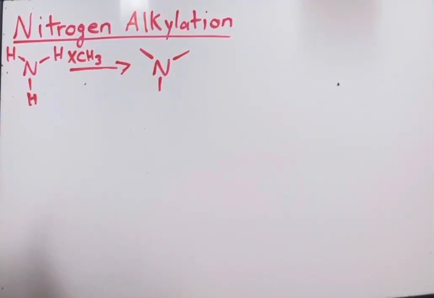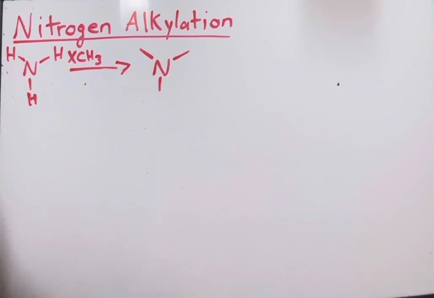Alright guys, so today we're going to be talking about nitrogen alkylation. Essentially, when we have ammonia, which is NH3, we're going to react it with a molecule that has a methyl group, which is CH3, bonded to a halogen, and what that's going to get us is a tertiary amine. So that means that this nitrogen here is bonded to 3 carbons.